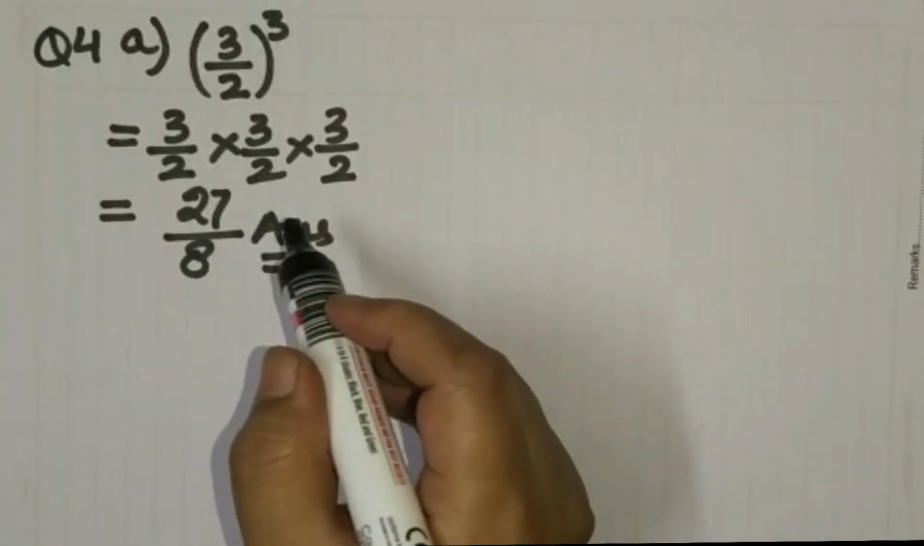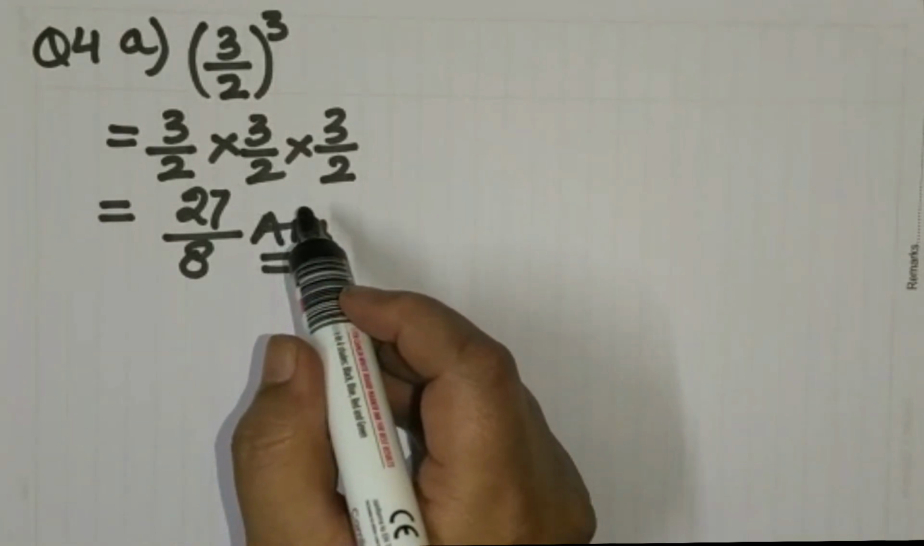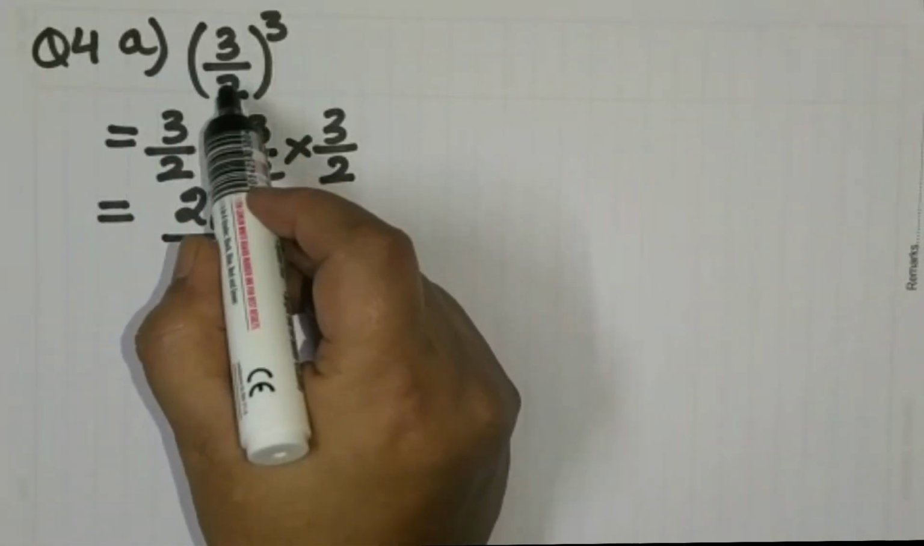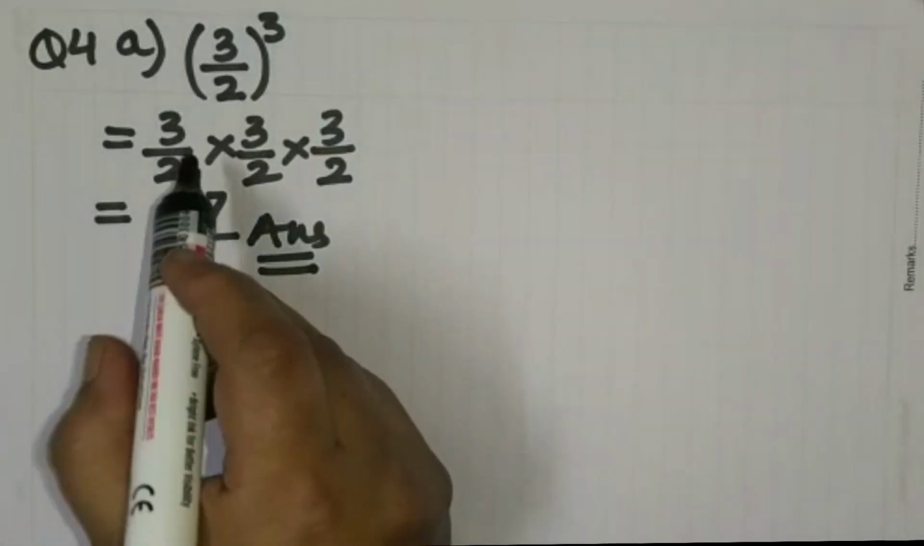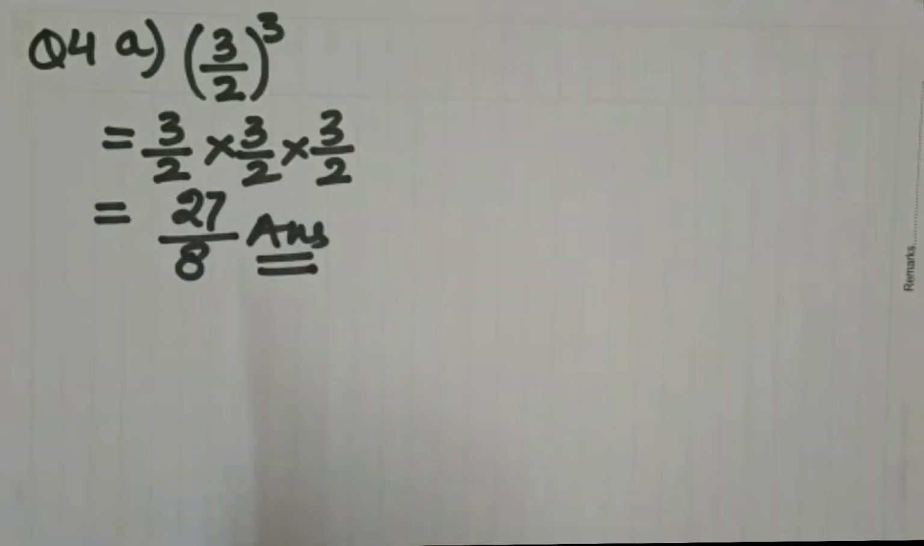In question number 3 I explained only 2 parts because remaining parts are same as A and B. So come to question number 4 A part. 3 upon 2 raised to power 3. So it means 3 upon 2 multiplied 3 times, and 3 3s are 9, 3 9s are 27, 2 2s are 4, 2 4s are 8.